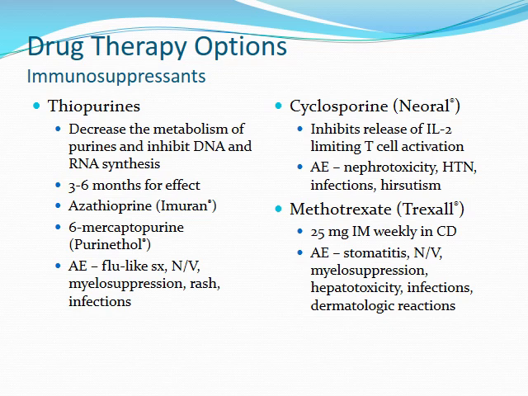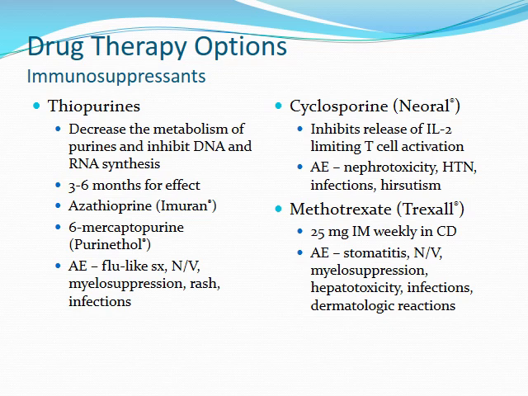Obviously, this will affect more rapidly dividing cells, so this ramped up immune system is going to take the biggest hit here. These are typically going to take a while to work. An example of things like 6-mercaptopurine or azathioprine could take up to 3 to 6 months to see full effect, so certainly a good counseling point for your patients. Adverse effects include flu-like symptoms, nausea, vomiting, and secondary infections due to myelosuppression will also be a big risk as well.